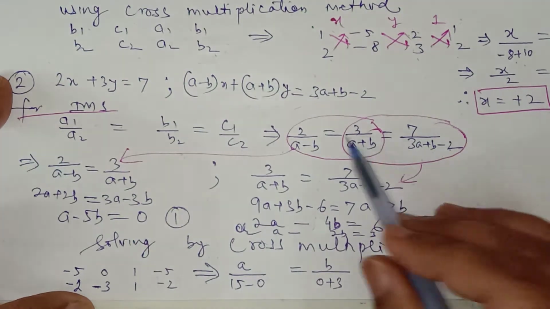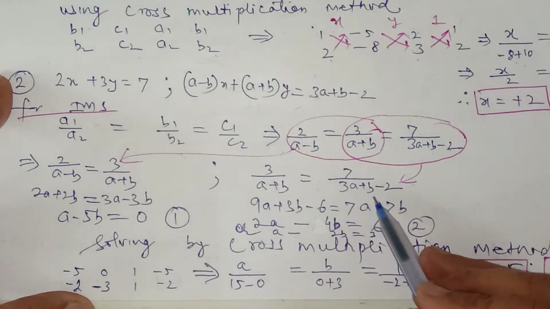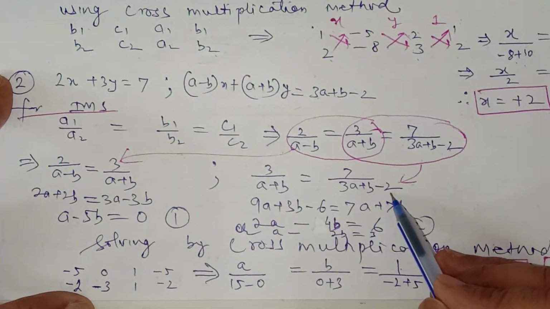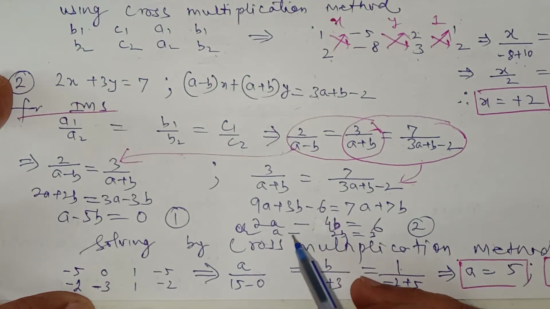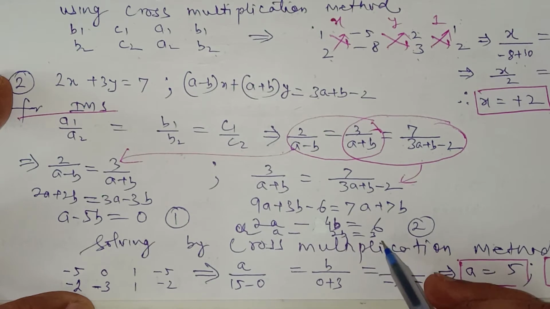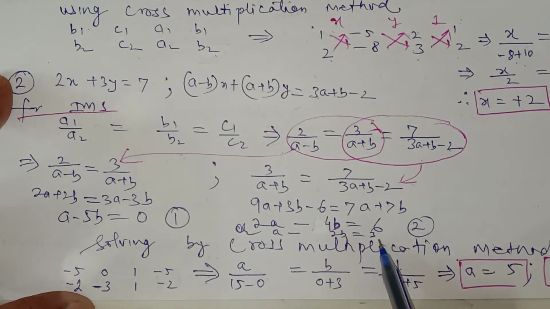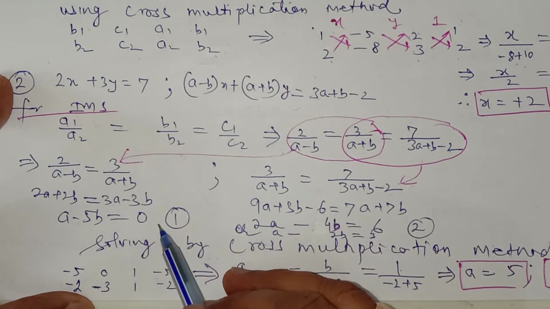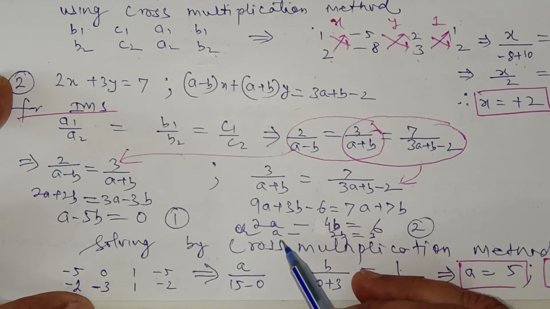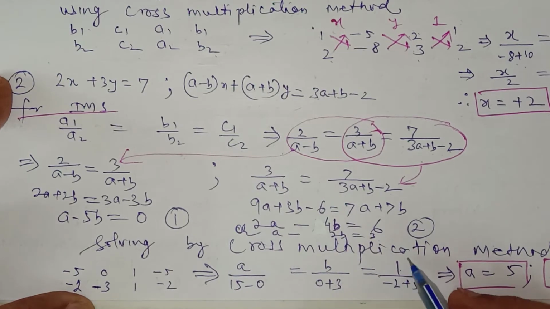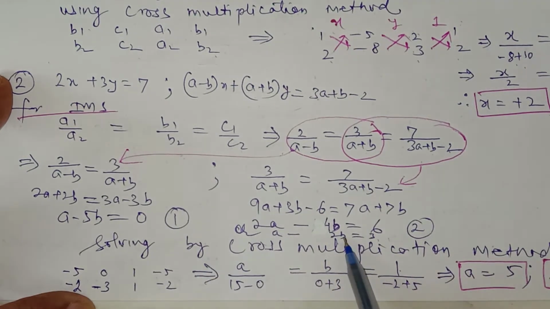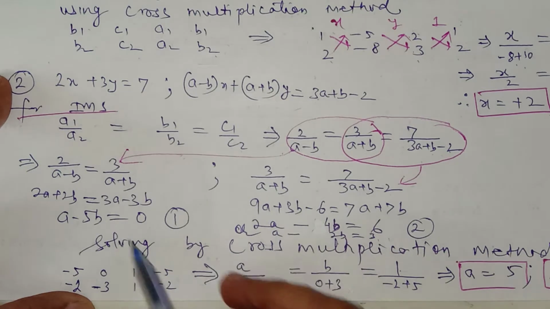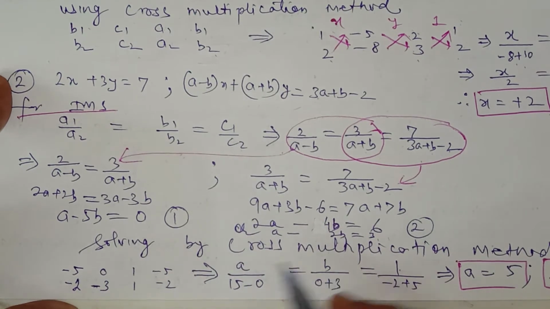Then when you put this equal to this, you get 9a plus 3b minus 6 is equal to 7a plus 7b. Take all the terms to the same side, and you get a minus 2b is equal to 3. So you are getting two equations, a minus 5b is equal to 0, and a minus 2b is equal to 3. Now you can solve these two equations by the cross multiplication method. You are getting a linear equation in two variables. So solve it by the cross multiplication method.